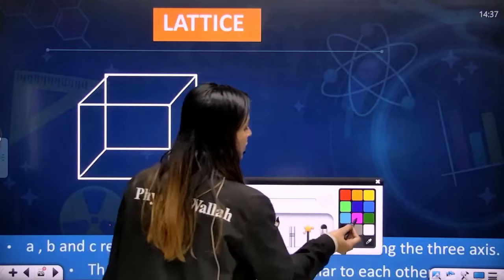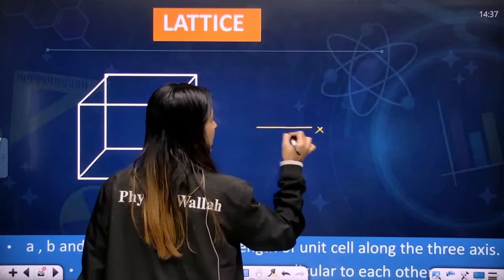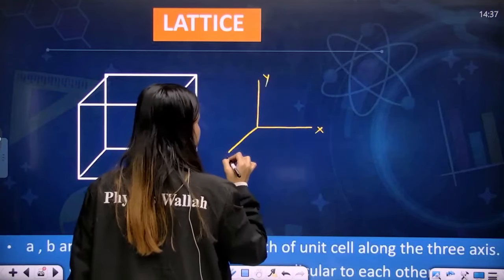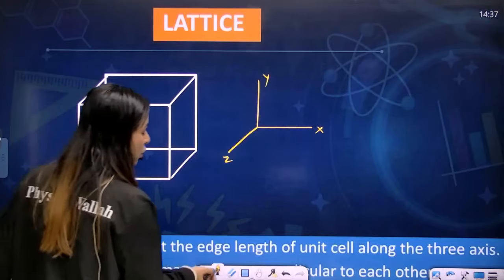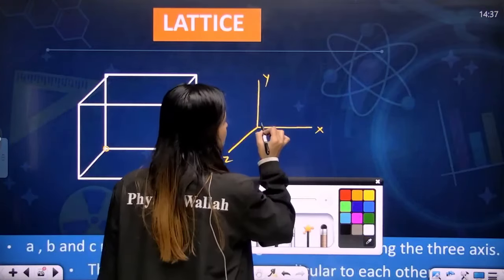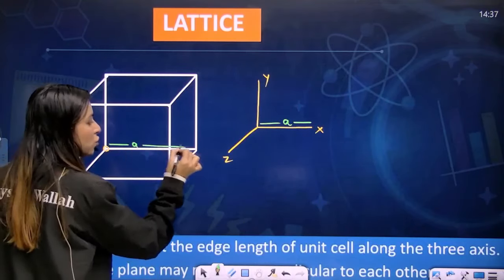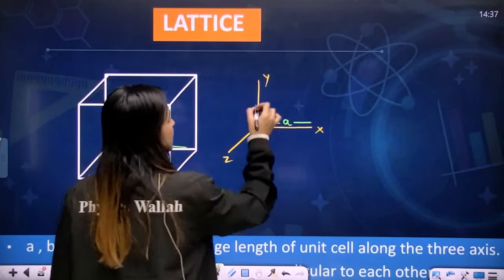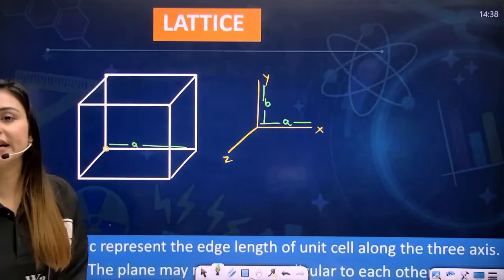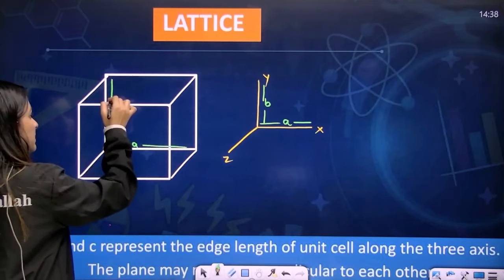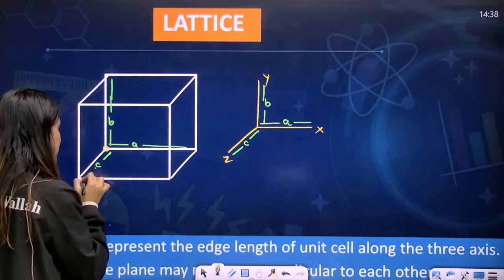Now, if we talk about this unit cell, my dear students, let's talk about the axes. You have the x-axis, the y-axis, and the z-axis here. The edge length along the x-axis is known as A. So, A is the edge length along the x-axis. The edge length along y is known as B. And the edge length along Z is known as C.